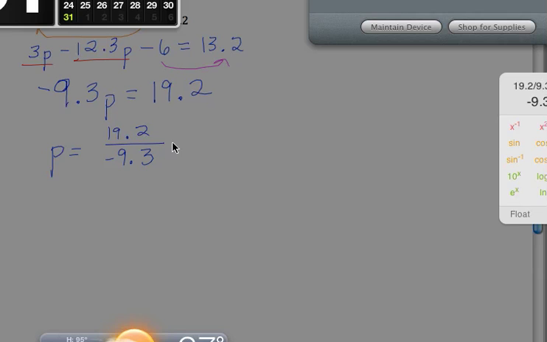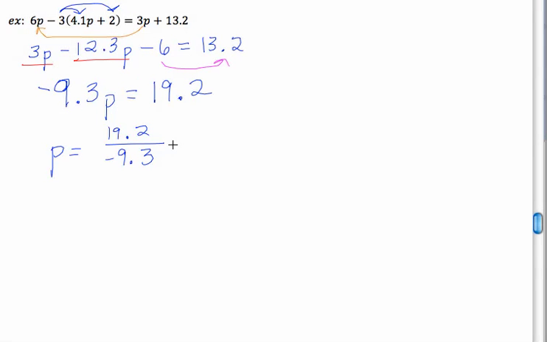19.2 divided by 9.3 is a decimal. Let's do an approximation sign on this one, I think. It's approximately 2.0645. P is approximately negative 2.0645. How many decimals you got to use just depends on the problem.